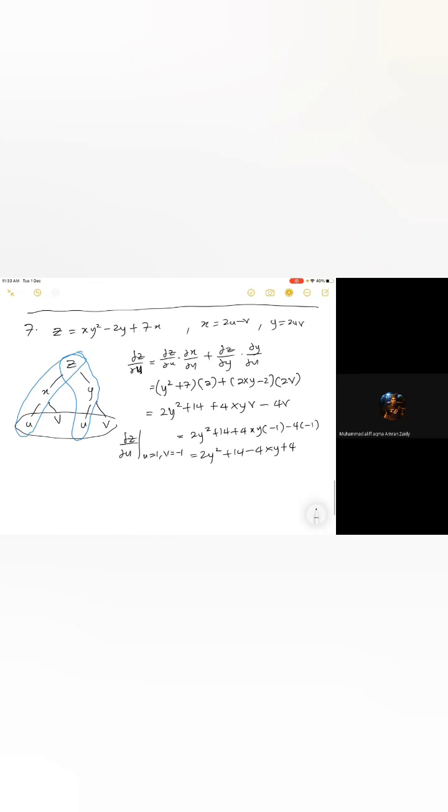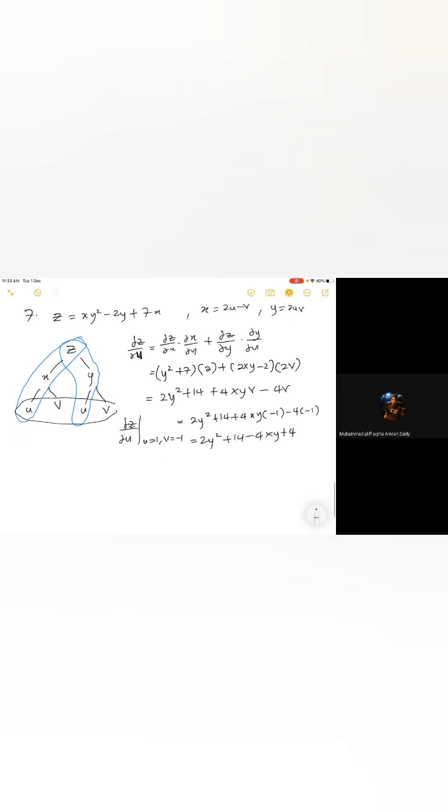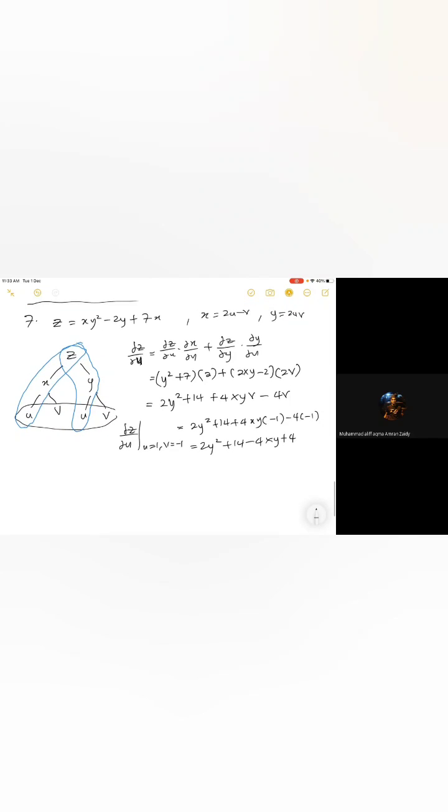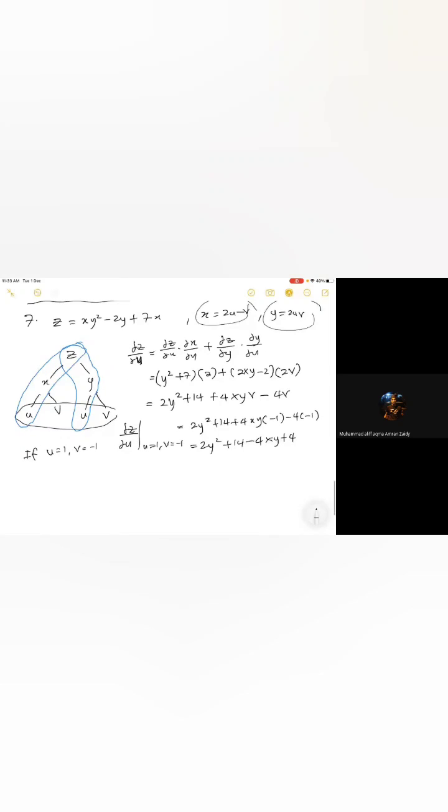Okay, how about x and y? Don't leave your answer here. Sebab x dengan y tu pun kita kena substitute. Okay. If u equals to 1, v equals to -1, you use this function to find the x and y. So your x will be 2 times 1 minus -1, which is 3. And then your y will be 2 times 1 times -1, which is -2. Okay, then substitute everything. The x equals to 3 and y equals to -2.